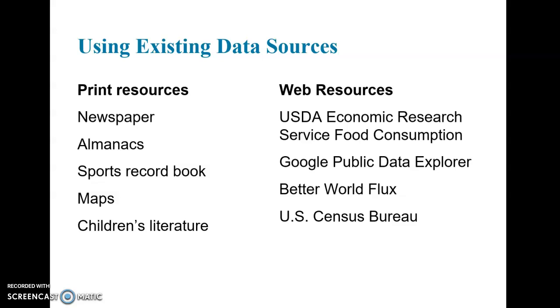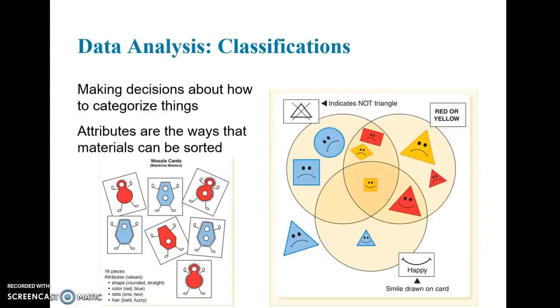Attribute materials can be any set of objects that lend themselves to being sorted or classified in different ways, for example seashells, leaves, and so on. Attributes are always ways that materials can be sorted, such as hair color, height, gender. Each attribute has a number of different values: blonde, brown, black or red; tall or short; male or female.